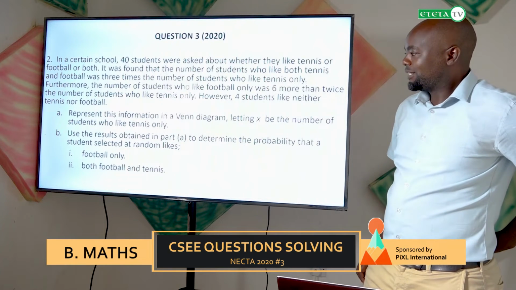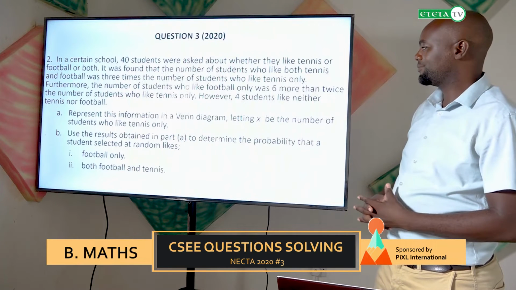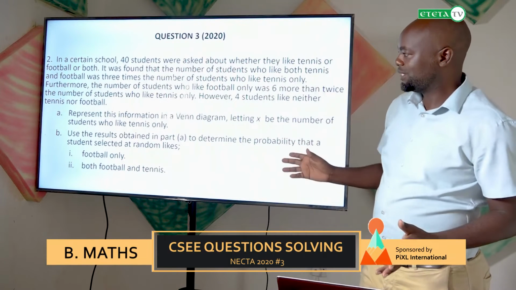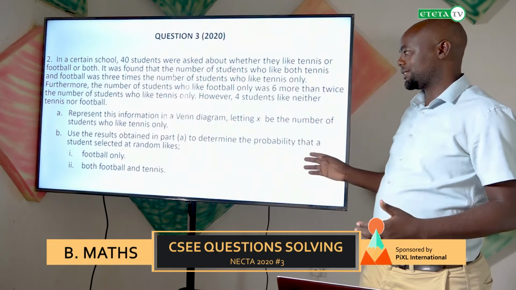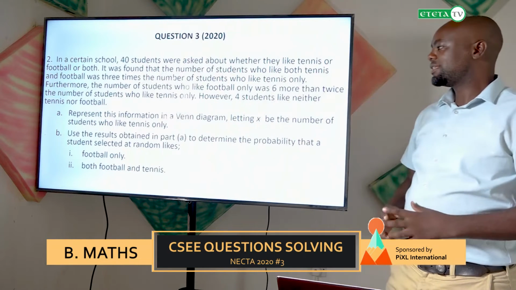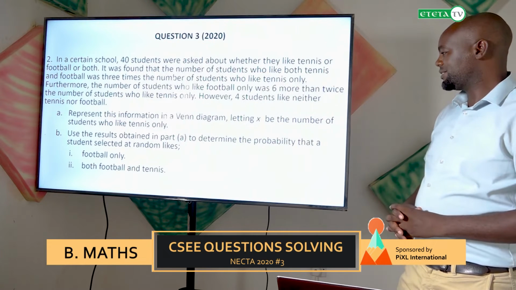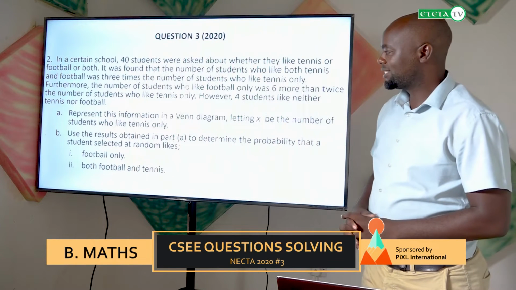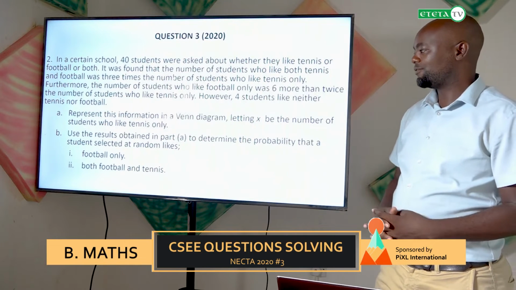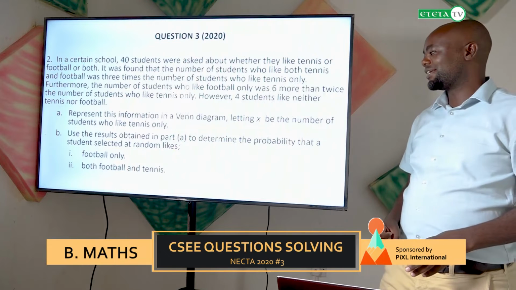And when you come back to part B, before going to part B, let x be the number of students who like tennis, as has been shown there. In part B, use the results obtained in part A to determine the probability that the student selected at random likes: Roman 1, football only; Roman 2, both football and tennis.